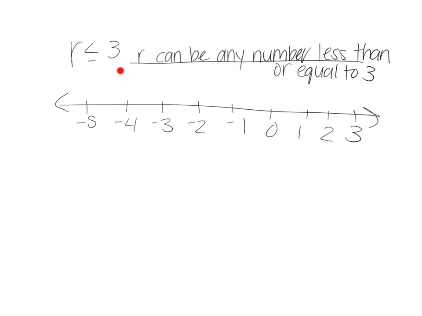So what is my number here? A 3. So I will draw a circle at 3. Then I decide, do I color this in? Well, it can be equal to 3 too. So yes, I do color it in. Then I need to decide which direction I draw my line in. So I think, what numbers can R be? Well, anything less than 3. So this is the direction that is less than 3. So that is the direction I will draw my line in.